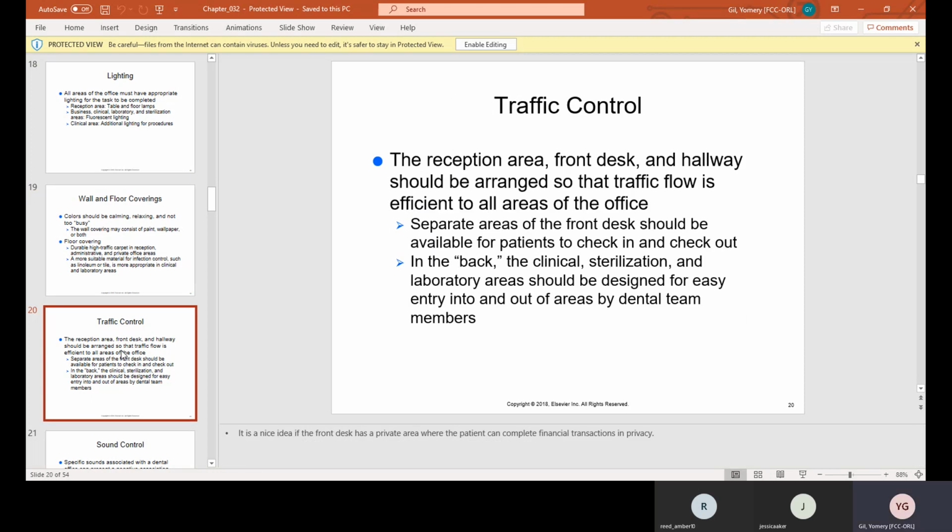Traffic control. The reception area, front desk, and hallway should be arranged so that the traffic flow is efficient to all areas of the office. Separate areas of the front desk should be available for patients to check in and check out. In the back, the clinical, sterilization, and laboratory areas should be designed for easy entry into and out of areas by dental team members.